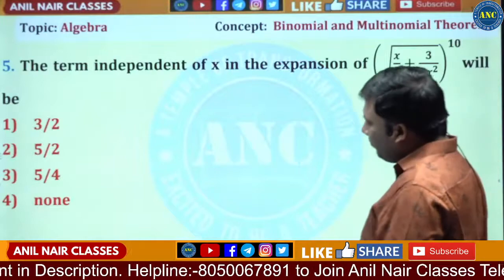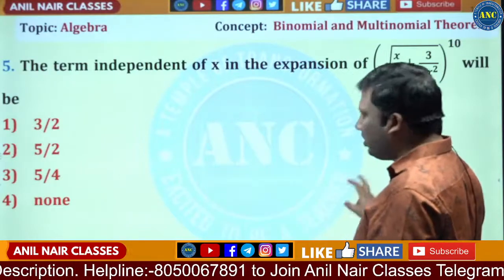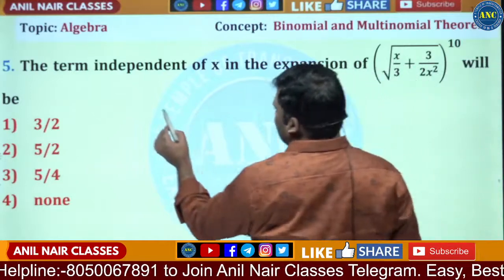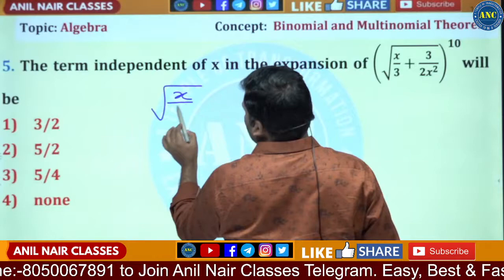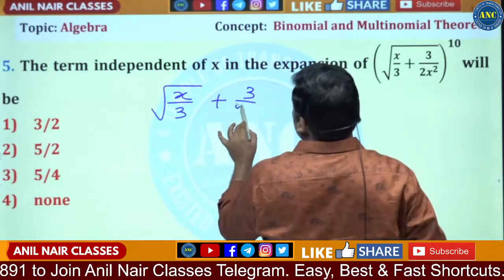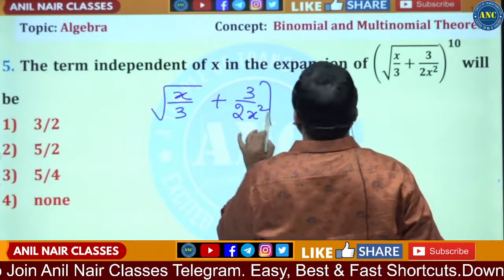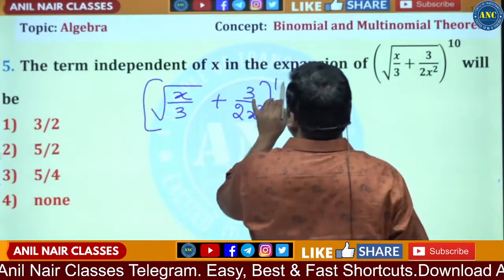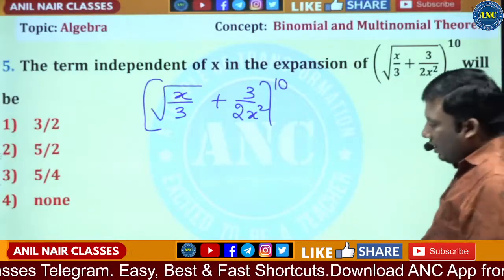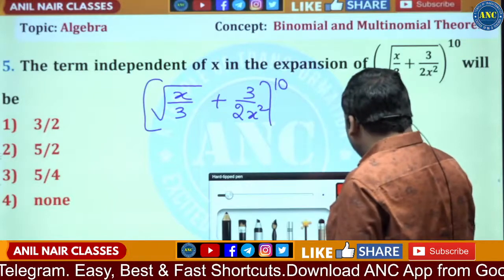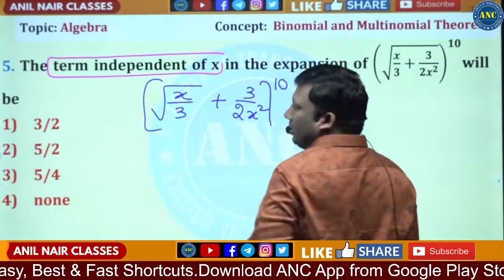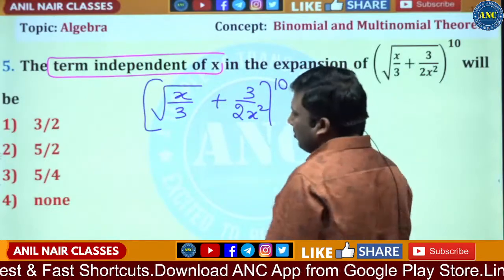Next one. See here, how we will solve the question very fast. The term independent of x, the question is like this. It is root of x by 3 plus 3 by 2x square power 10, where the under root is only there for the first term. What do we want? We want the term which is independent of x. That means power of x should be 0.